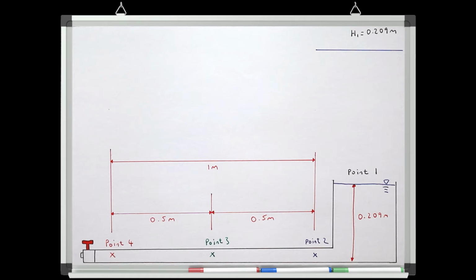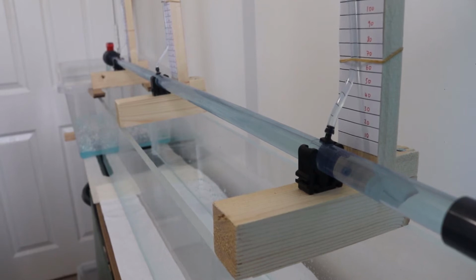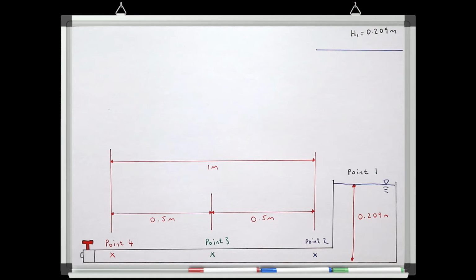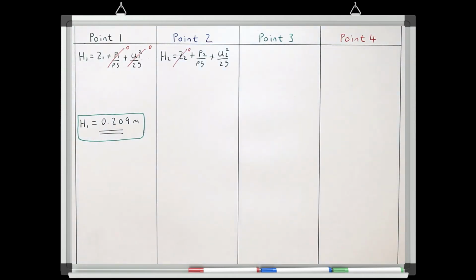0.209 meters. But as this is a system in the real world and we're going to get friction, viscosity and turbulence in this pipe, we're going to lose energy as we move down the pipe, and we can see how much we're losing by doing the same calculation we've just done at points 2, 3 and 4. So let's do this calculation at point 2. Again, we can write out Bernoulli's equation. At point number 2, we haven't got any elevation because the pipe is at the base of the system, but we do have pressure in the pipe and we do have velocity in the pipe.